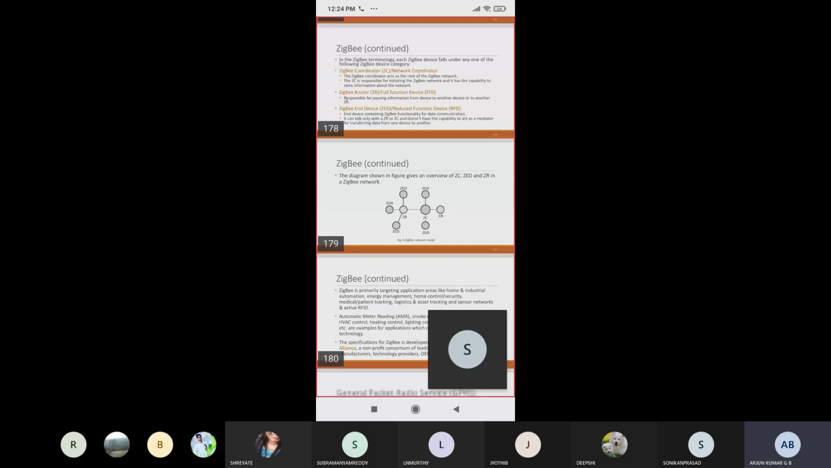The Zigbee coordinator will be represented by ZC. It acts as the root of the Zigbee network. Okay, it is like the root of the Zigbee network. We can observe this in this figure also. Okay, this is the root, the coordinator, and then the Zigbee routers. The Zigbee routers are responsible for passing the information from one device to another device or to another Zigbee router. Okay, that is called a Zigbee router, and then next are the Zigbee end devices.